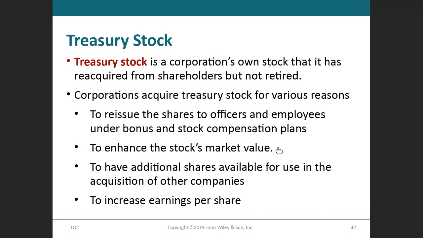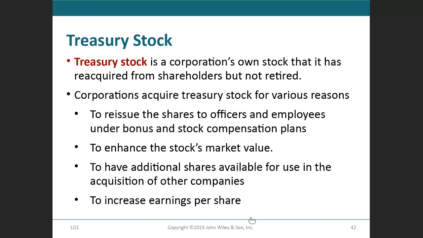So the company could do it to enhance the stock price, to have additional shares available for use in the acquisition of other companies. So you can get stocks for stocks. You can exchange stocks for stocks. So instead of getting cash, you can have ownership in other companies by giving them ownership in your company. So if you need stocks for that, you can buy it back from your common stockholders, right?